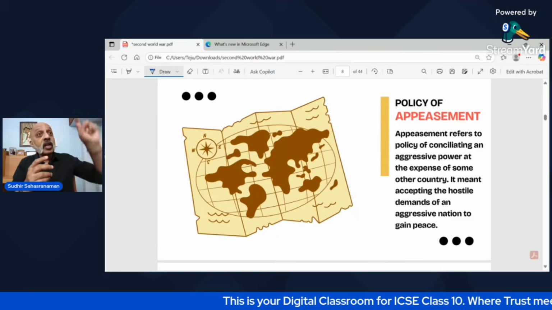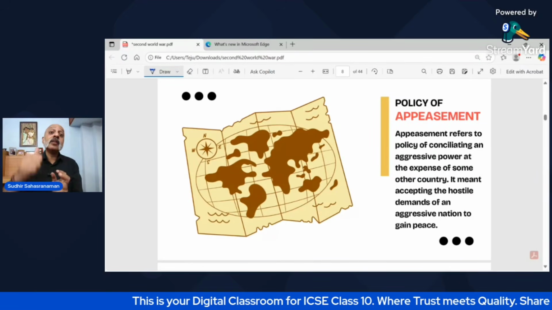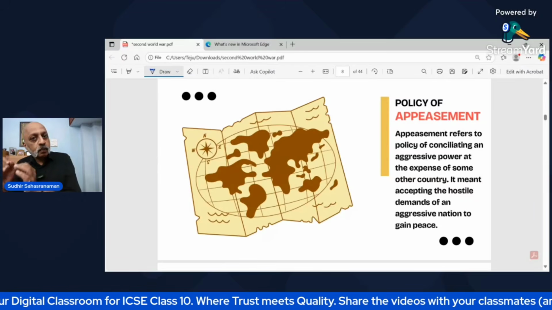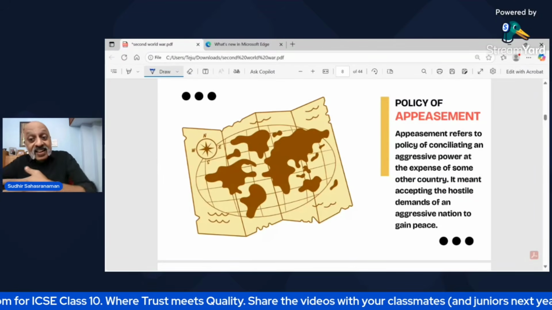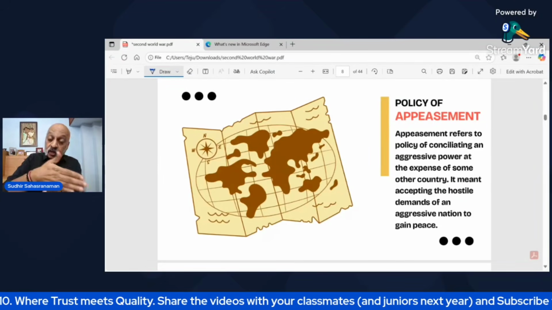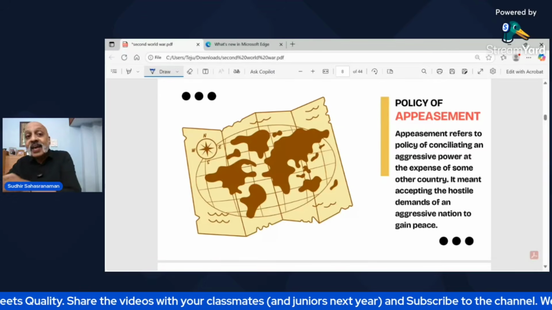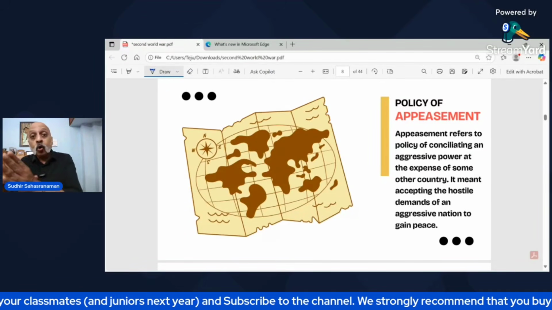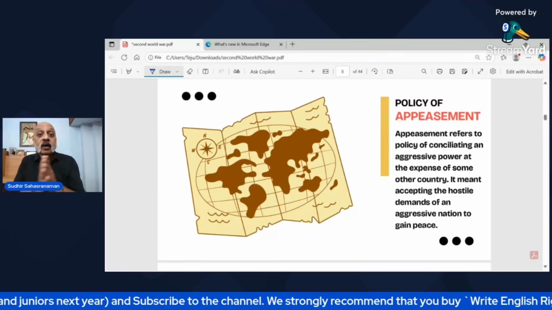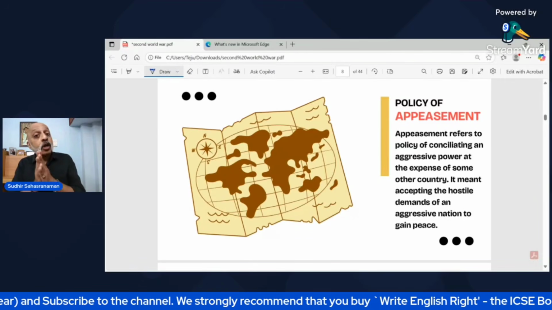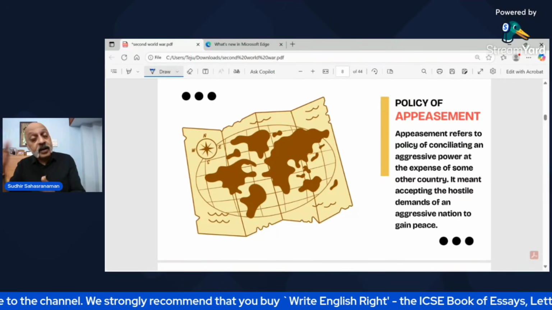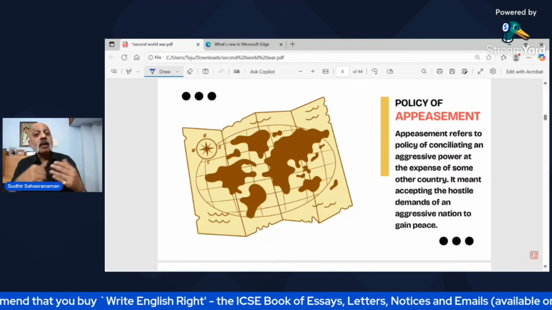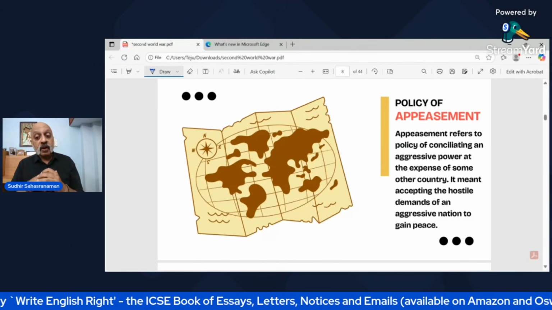Don't raise an objection even when the other person is doing things which you do not approve of. Okay, so it refers to the policy of conciliating an aggressive power like Germany, like Italy, at the expense of another small country. So, for example, when Germany attacked Austria and Czechoslovakia, the other powers did not do anything. Similarly, they did not do anything when Japan attacked Chinese territories, right?